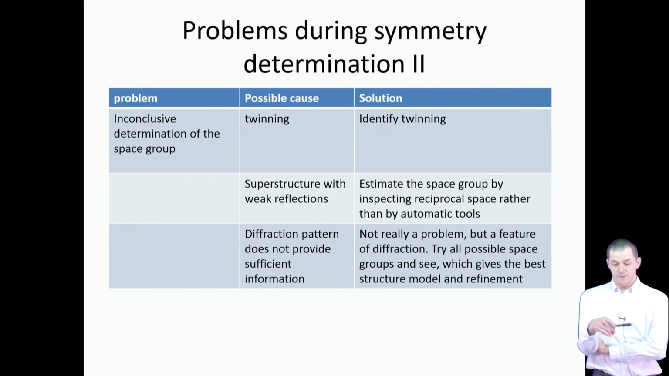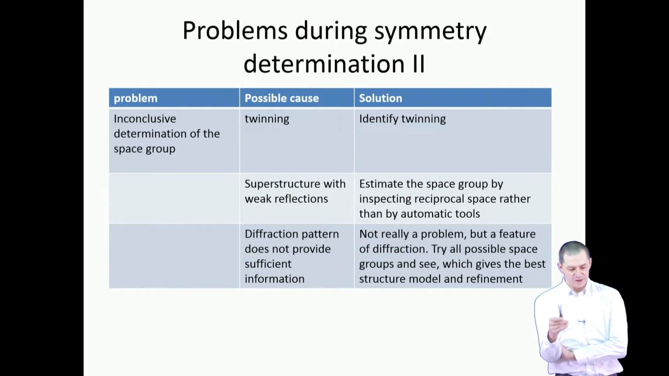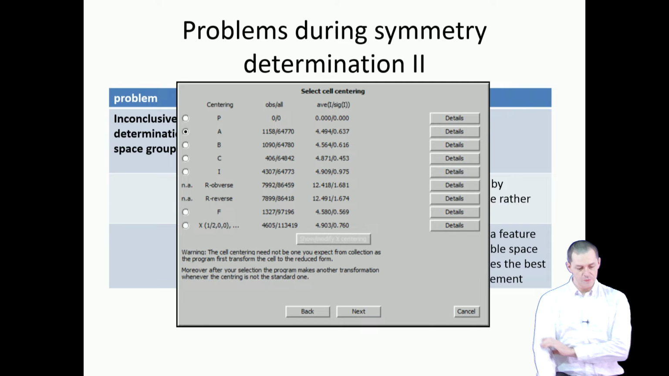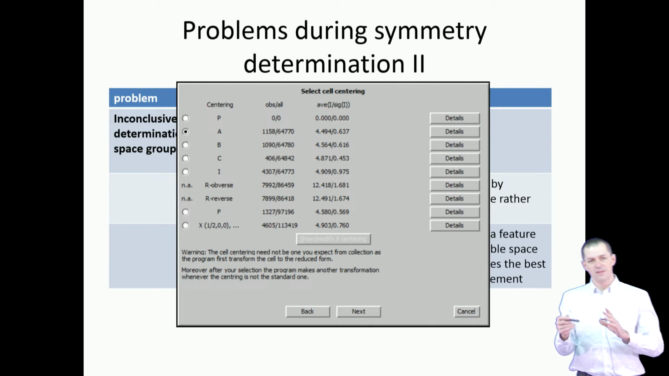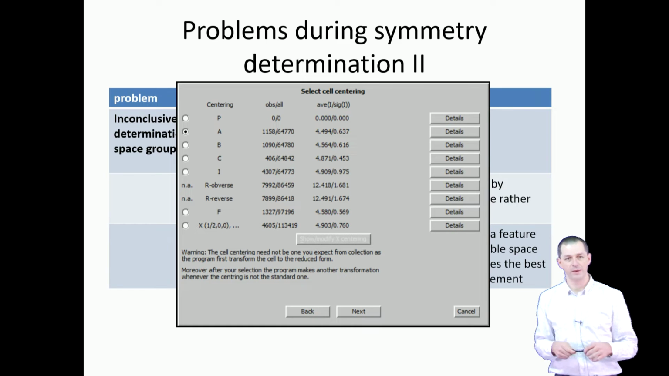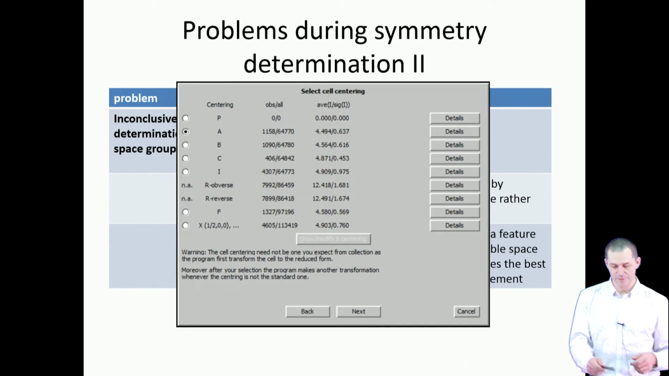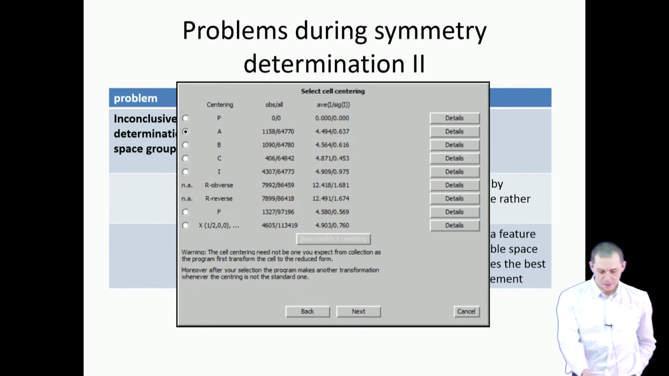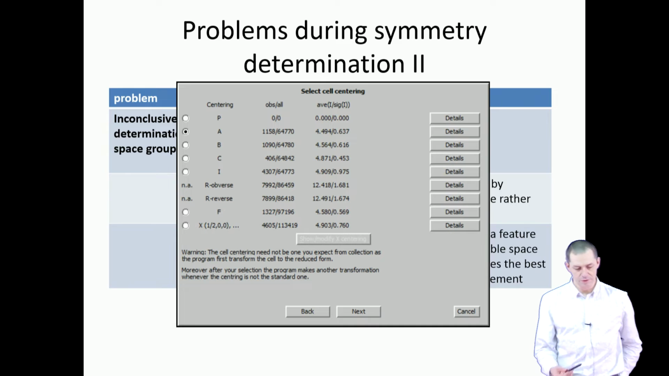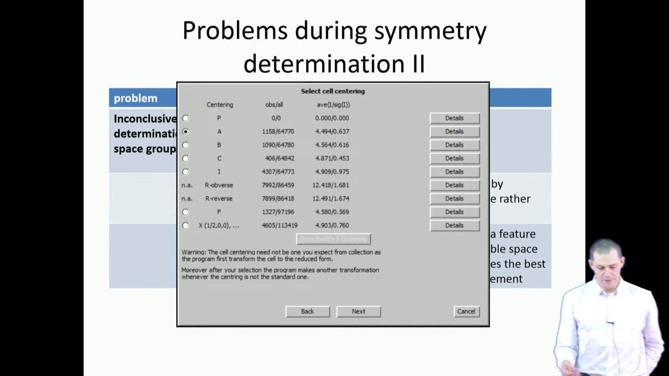Another set of problems during symmetry determination. You may have an inconclusive determination of the space group. That is a very general term. Something just doesn't feel okay when you do the symmetry wizard. This is an example. If you look at this table, which serves as a check for lattice centering, at first glance it looks clear. There are large numbers here, so it should be primitive.